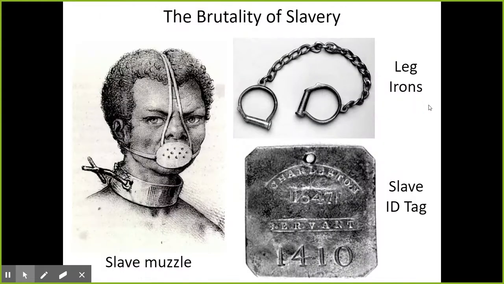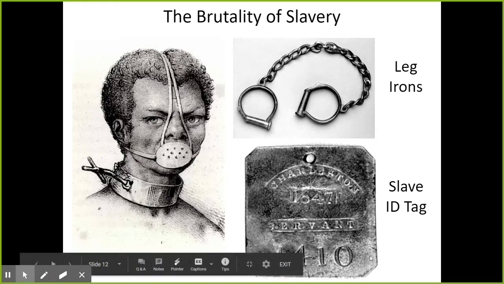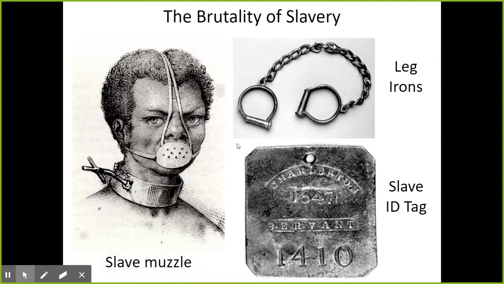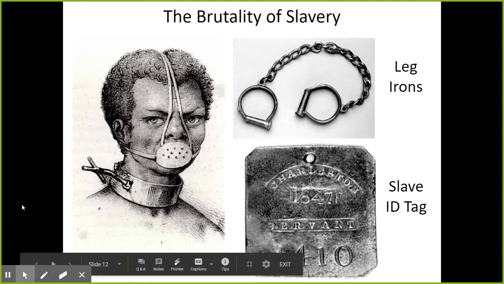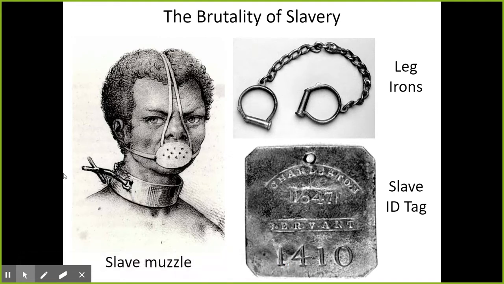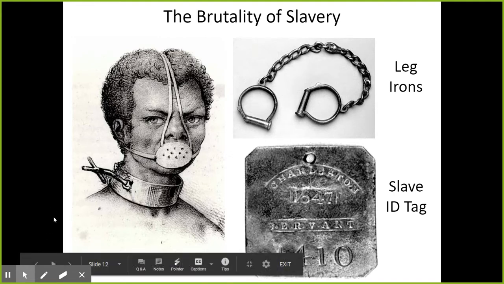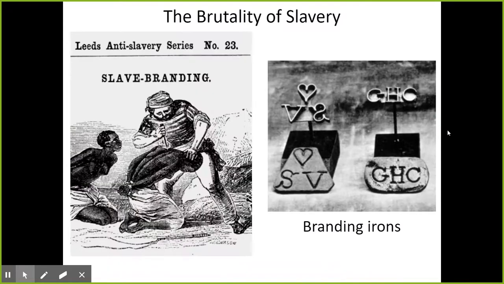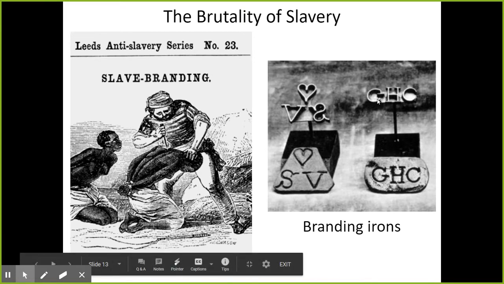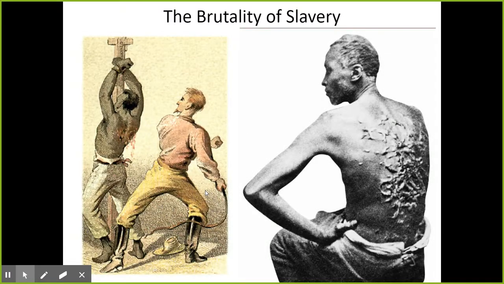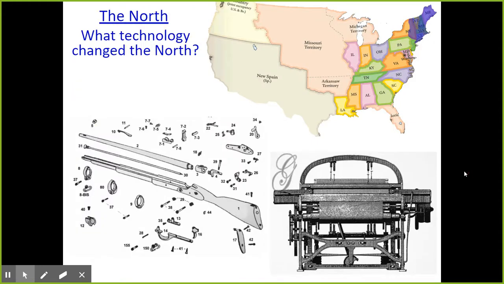The brutality of slavery, this is a little uncomfortable. So feel free to go through this if you need to. Whether it is a slave muzzle, an ID tag, or leg irons, one of the things we don't see on here is branding. It was often a case where you would be branded on your cheek or on your shoulder. There's actually some additional, here's branding right now. Some of these branding irons would tend to be specific symbols of the owner. And in fact, we can see, of course, the brutality of slavery.